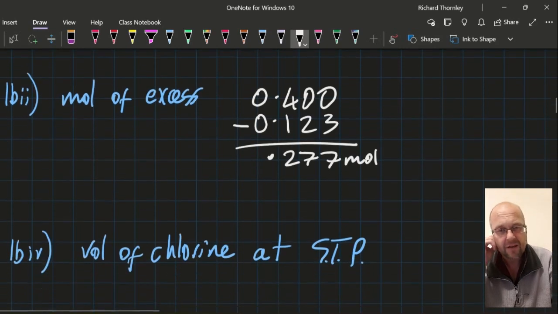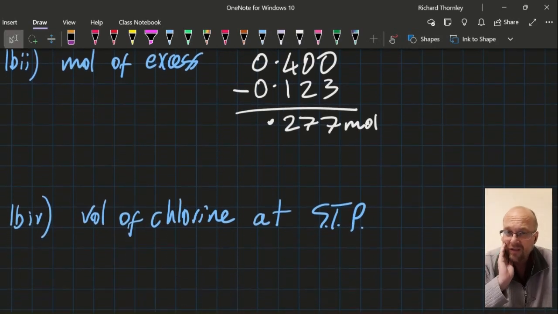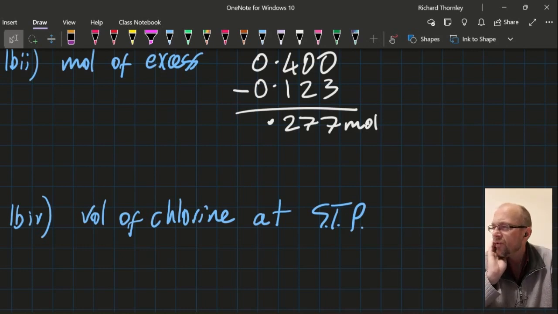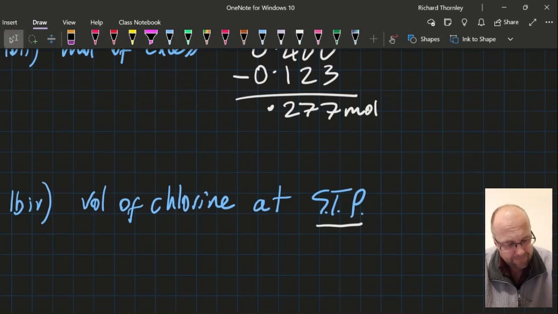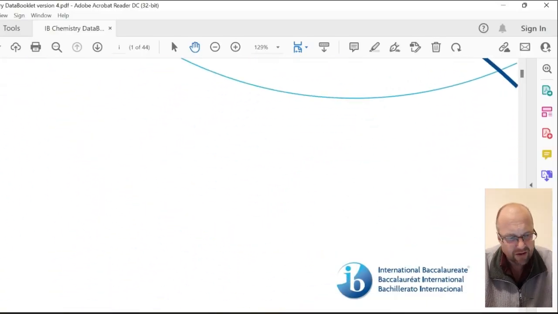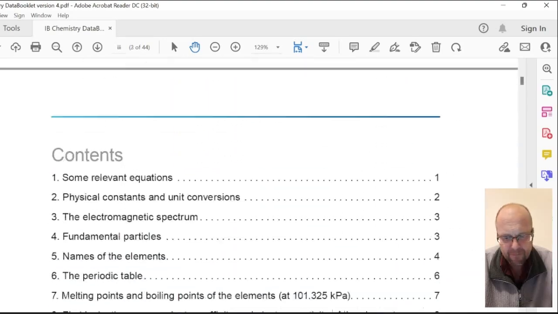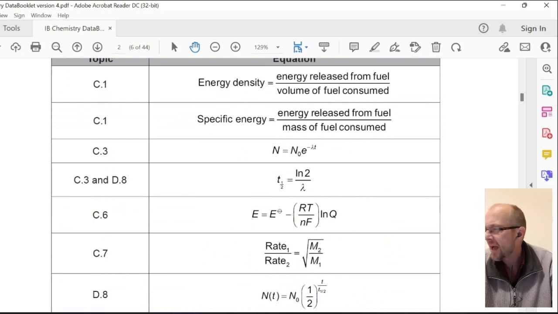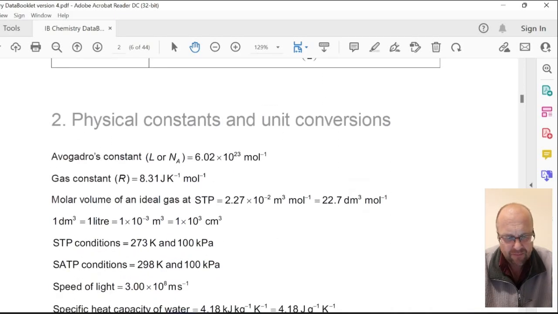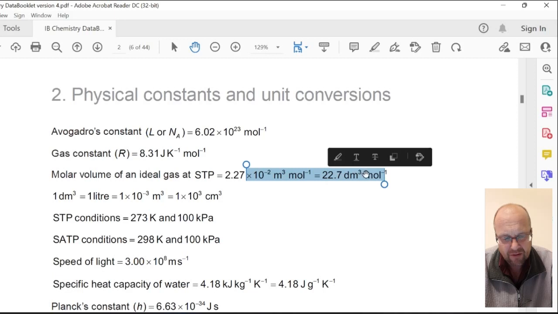Calculate the volume of chlorine. You could use PV equals nRT, but the little trick, it's only 1 point, so that's a lot of work for PV equals nRT. So what you can do is you can use the data booklet, section 2 of the data booklet. We're looking for something to do with gases and STP. There. So 22.7 decimeters cubed of any gas is 1 mole. So we're going to use that idea.